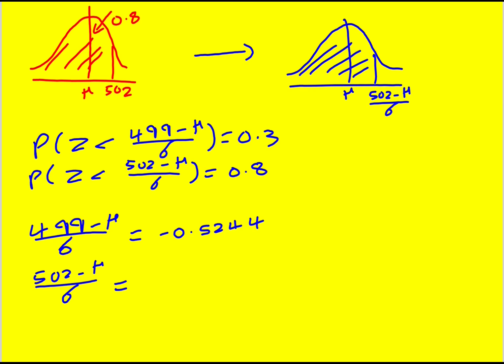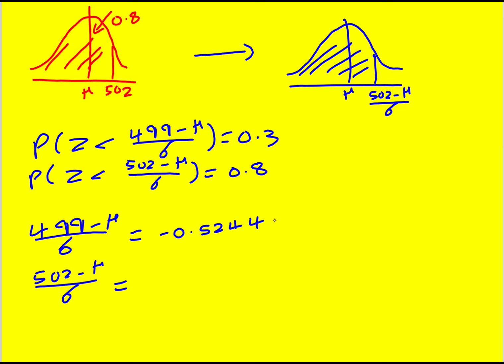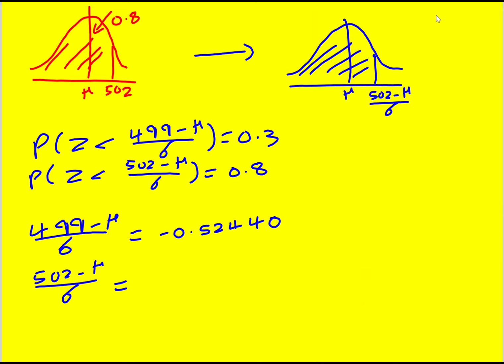5244, might just add another, so 0. And then for the other one, 0.8, 0.84162. And I'll have some simultaneous equations to solve.